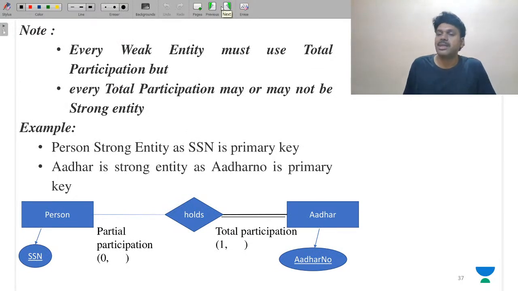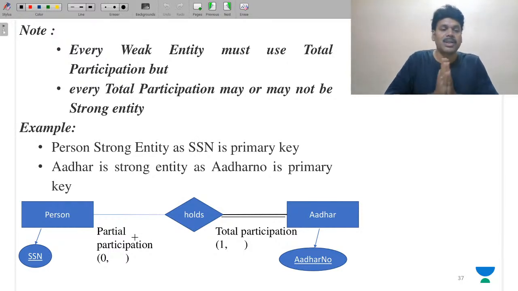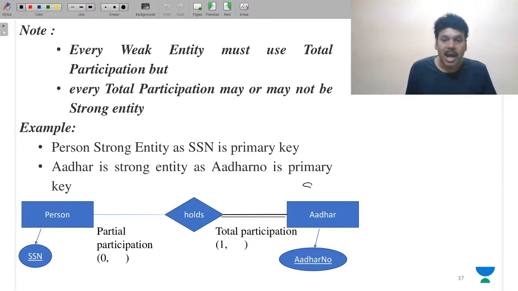This is another real-time example. Person and Aadhaar. Every person may or may not be given Aadhaar, but you observe the reverse. What is that? Every Aadhaar must be related to a person. Therefore, Aadhaar is a strong entity. Why? Aadhaar has an Aadhaar number, which is unique, only one number to one Aadhaar.